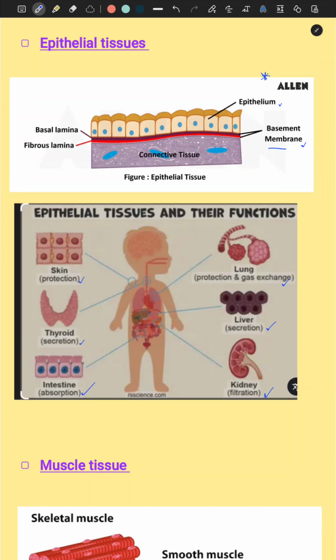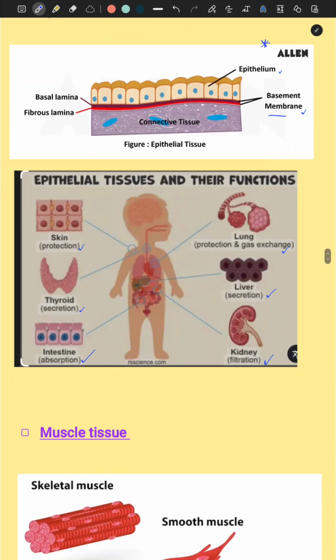Major function of the epithelial tissue is lining and covering the surfaces. Apart from that, protection, secretion, absorption, exchange of materials, and filtration also can be done by epithelial tissues.